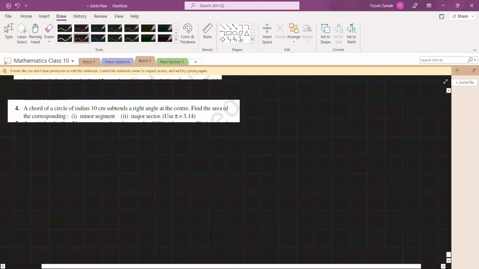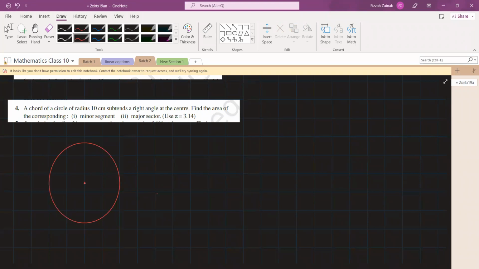A chord of a circle of radius 10 centimeter subtends a right angle at the center. So basically you have a chord, let me call it AB, and this subtends an angle of 90 degree at the center. So this is 90 degree. This is the center O. Find the area corresponding to the minor segment. So that means this area you have to find. Clear?